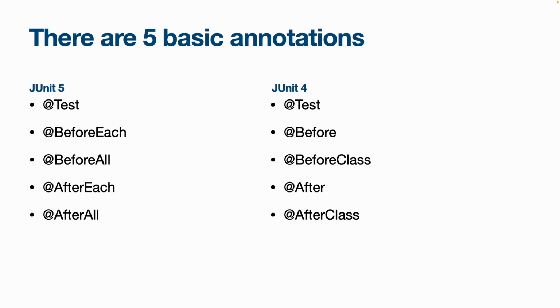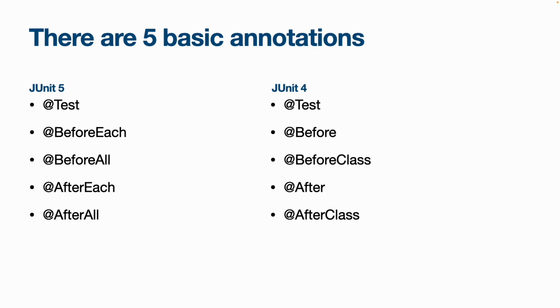As you have already seen, the Test annotation is used to make a method a test method, and because of the simplicity of the annotation, JUnit 4 and JUnit 5 have the same name for it. There is no change when moving on from JUnit 4 to JUnit 5. Then we have the BeforeEach annotation, which is called Before in JUnit 4. This annotation marks a method which needs to be run before each test method.